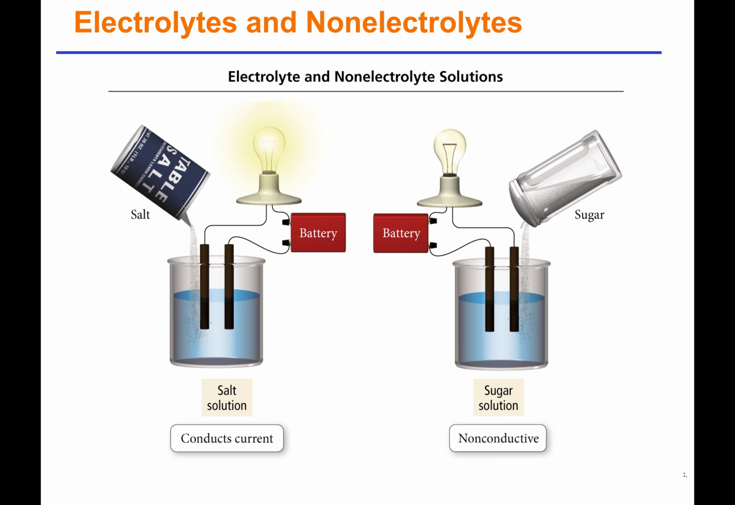So let's look at what happens if we add salt to the one on the left and sugar to the one on the right. Obviously you can see that on the left, the light bulb is lit up. That means that the salt is ionizing. This is just table salt, which we know is sodium chloride, and it's lighting up quite brightly, so we would probably say that this is a strong electrolyte. Whereas on the right, we've added sugar, and we notice that the light bulb is not lit up. That would indicate to us that this is a non-electrolyte.